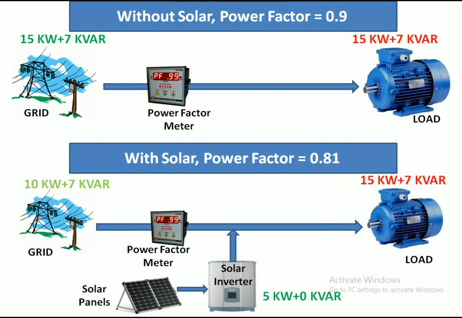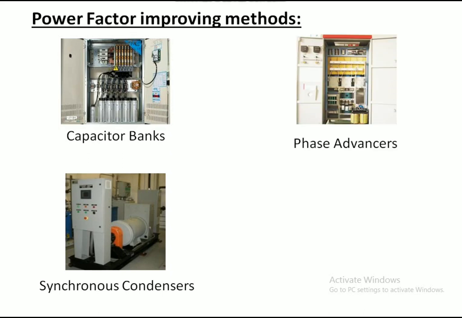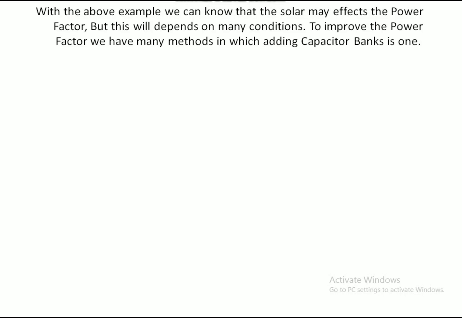We need to improve power factor to maintain necessary grid conditions. To improve power factor, we can use capacitor banks, synchronous condensers, phase advancers, and also inverters. By making changes in the firing angle of the switching device we can generate reactive power, so that through the inverter also we can maintain the system power factor.